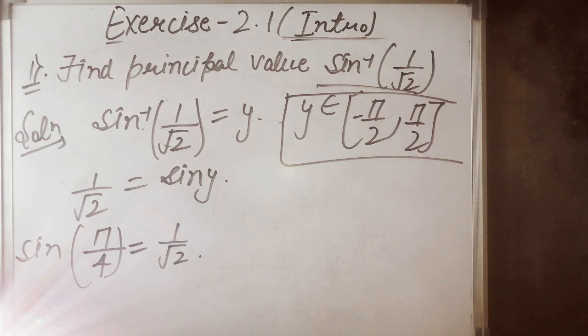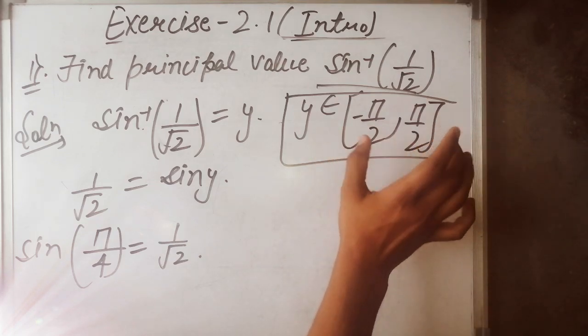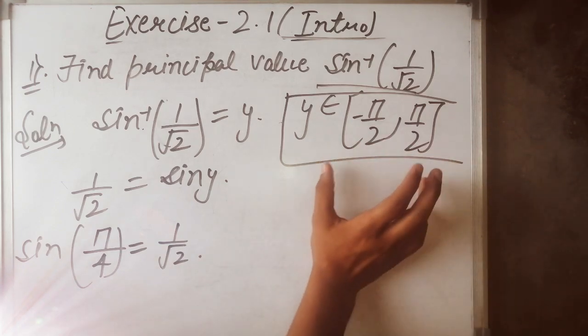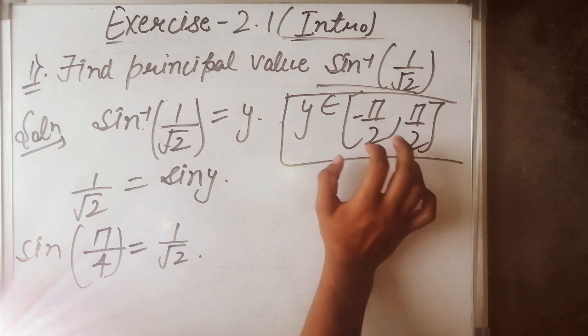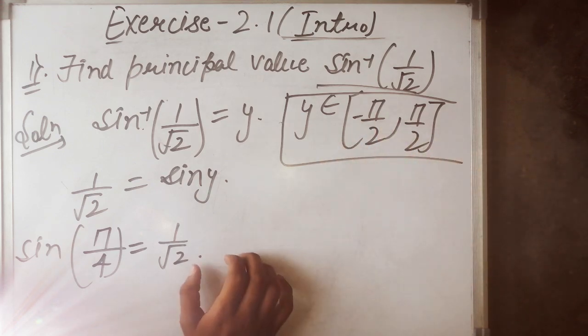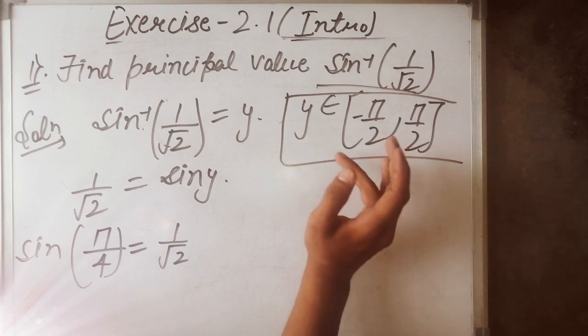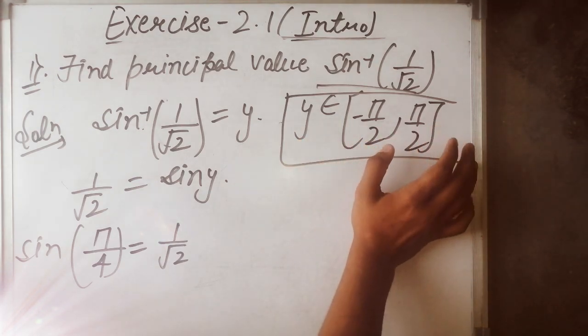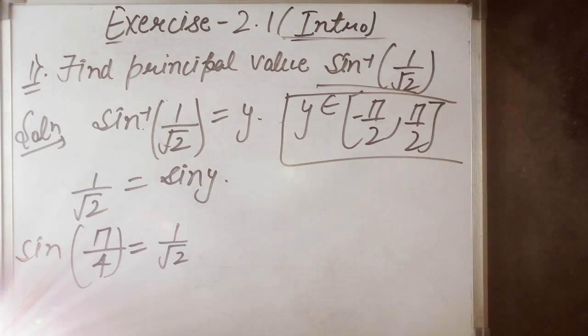Let's have a look at the second example, but before that, pause the video to note it down. Students, what was the meaning of this? Its meaning was that the principal value which comes must be present in the range minus pi by 2 to pi by 2. If the value was higher than pi by 2 or lesser than minus pi by 2, we would have to adjust the value.